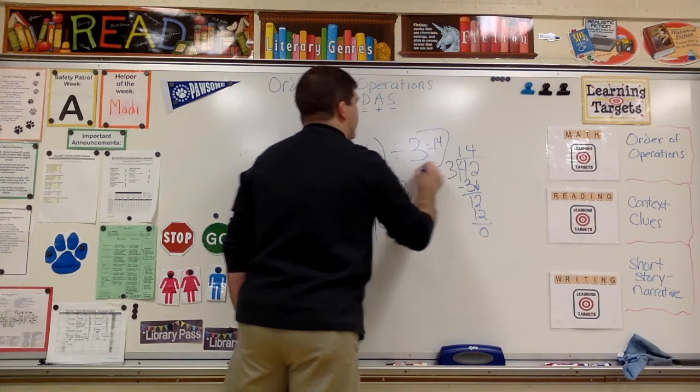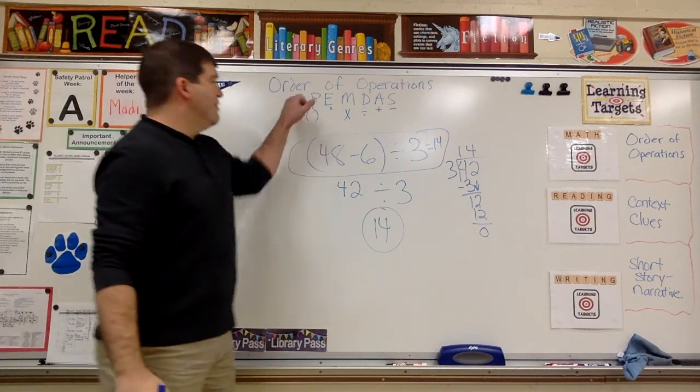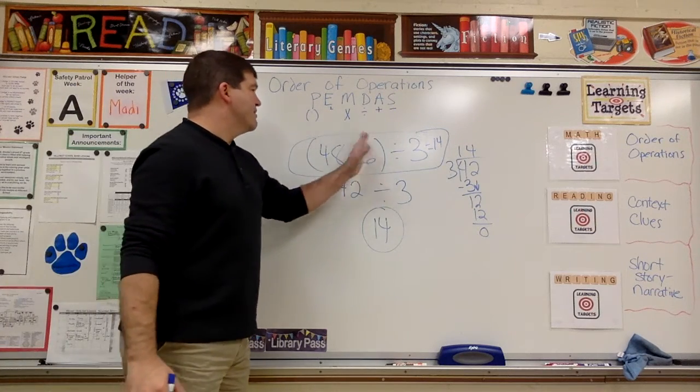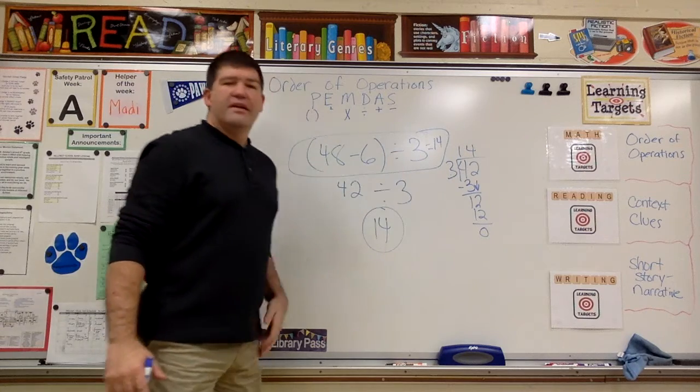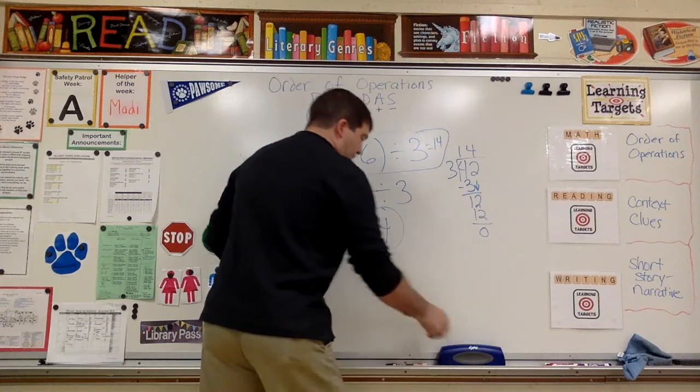That's your answer. Using PEMDAS, using this method, 48 minus 6, that's in parentheses, divided by 3, gets me to 14. All right, let's do one more.